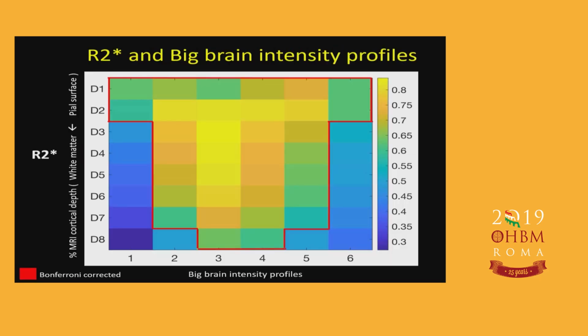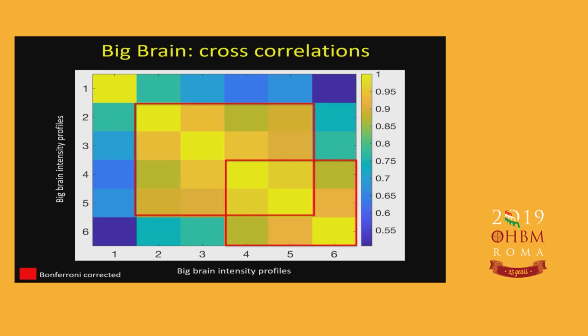Again, for BigBrain, this time we look at BigBrain intensity profiles. I took 1,000 profiles and averaged them across 6 arbitrary divisions. And again, we look across depths for R2 star and the MRI data. We see high correlations with intensity profiles 2, 3, 4, and 5, and again, it's even higher this time, so correlations of up to 0.8 with our R2 star data. And again, to try and tease this apart a little bit more, we look at cross correlations and we see that intensity profiles 2, 3, 4, and 4, 5, 6 are highly correlated.